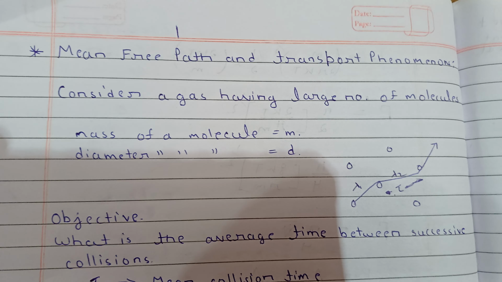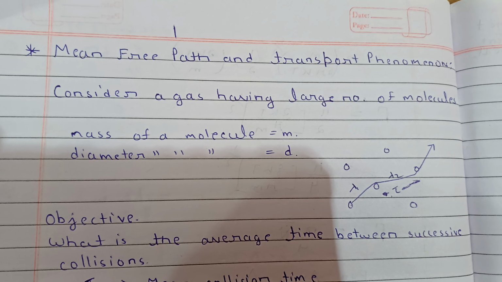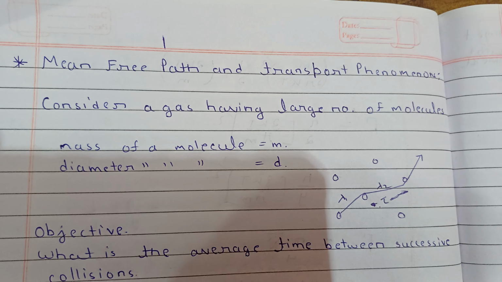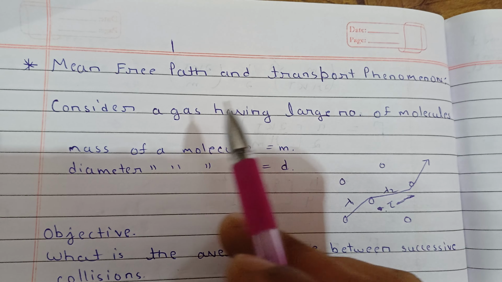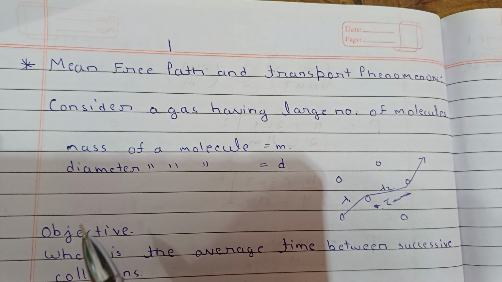Hello everyone, this is lecture 7 for thermal physics. In the last lecture we completed the Maxwell-Boltzmann speed distribution. Today we will start the mean free path and the transport phenomena. In this we will study how to calculate the mean free path and what it is, and then we will see what relaxation time is.